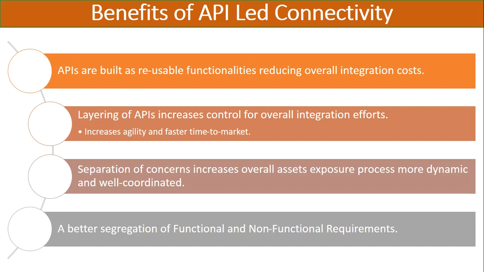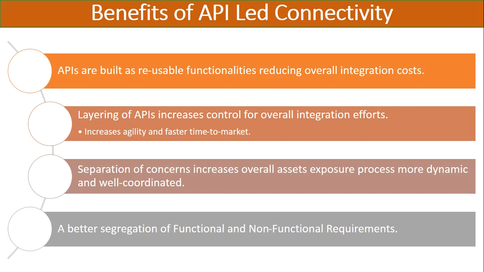With this separation of concern, you make the overall asset exposure process more dynamic and well coordinated. As I explained, you have different ownership levels in the three layers. Your IT department, your IT layer, is dealing with the backend system APIs. You have a different team and different ownership for your APIs at the process layer, and a different team and different ownership level at your experience APIs. This way, you have a more dynamic and well coordinated approach. So you get the value of your assets in a better way, and you can expose your assets in terms of APIs in a more sophisticated manner.